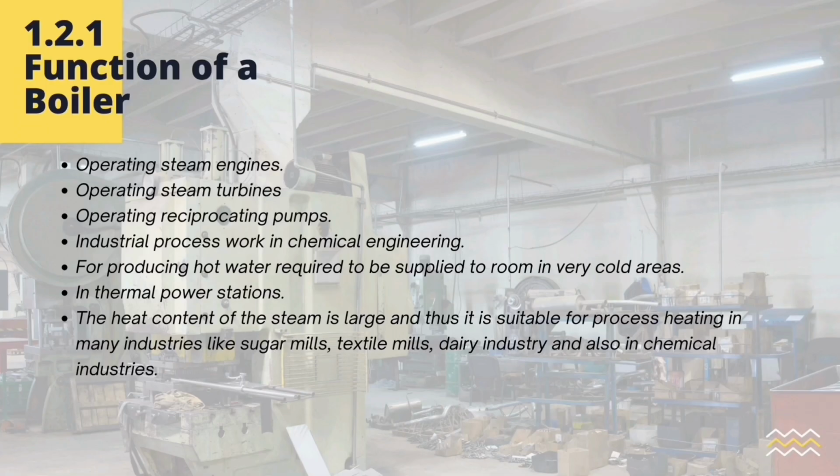There are 7 functions of boiler. The first one is to operate steam engines and steam turbines, to operate reciprocating pumps, for industrial process work in chemical engineering, for producing hot water required to be supplied to rooms in very cold areas, used in thermal power station, and the last one is to heat, as the heat content of the steam is large and thus it is suitable for process heating in many industries like sugar mills, textile mills, dairy industry and also in chemical industries.